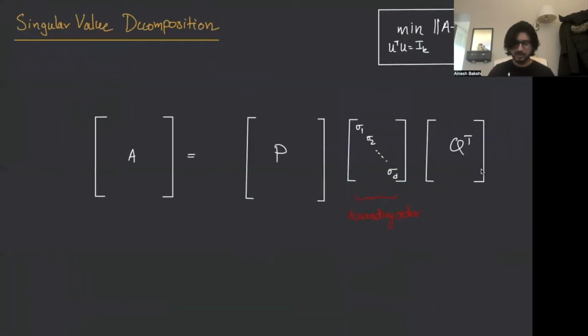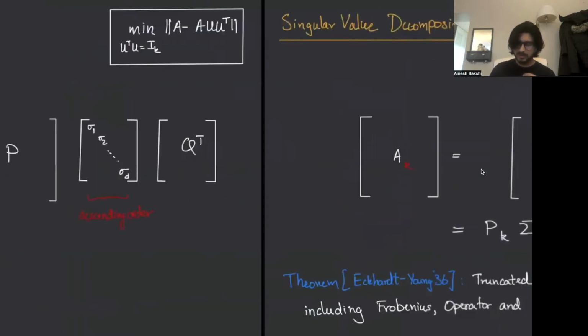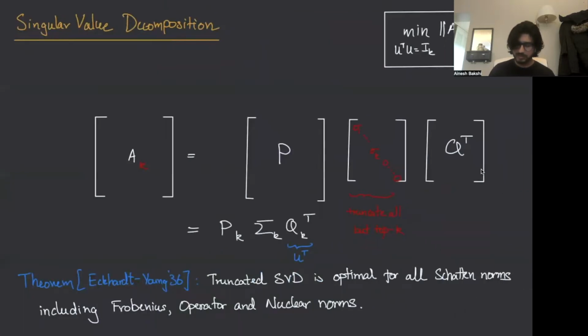So how do we get a rank k matrix out of this? Well, recall that sigma is a diagonal matrix with the singular values arranged in descending order. To get a rank k matrix, we can simply truncate all but the top k. We set the rest of them to be 0, and if we multiply these out together, we'll get a resulting matrix, which is a rank k matrix denoted by A sub k.